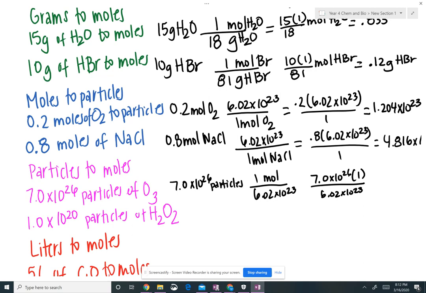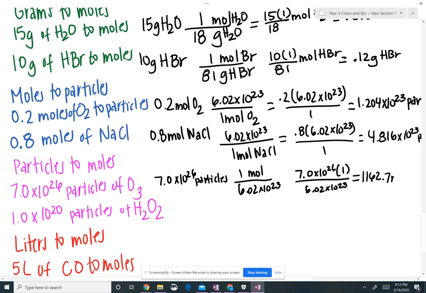Then you guys go ahead and divide those two things, and I'm sorry, I'm not punching these in right. I messed up. 6.0 times 10 to the 23rd, and you should get something around 1162.7 moles of O3. So that is what you guys would get.